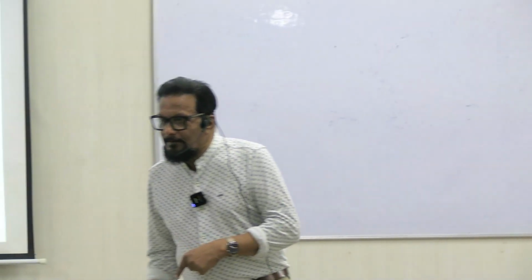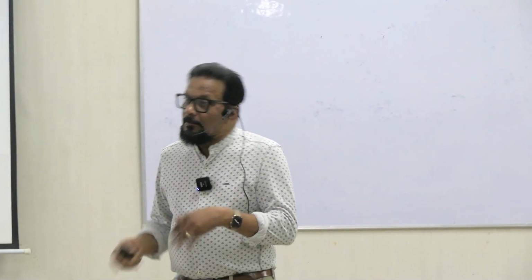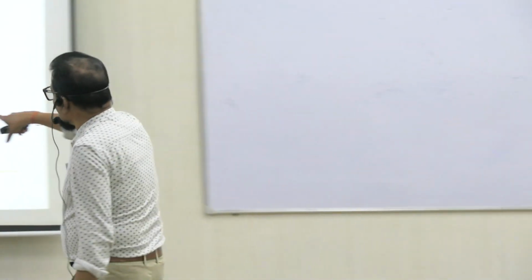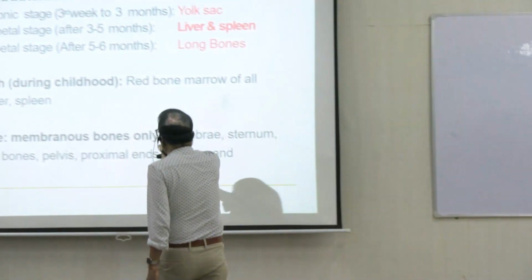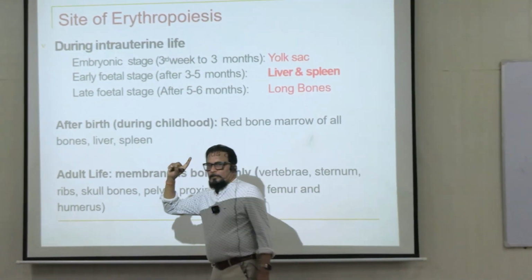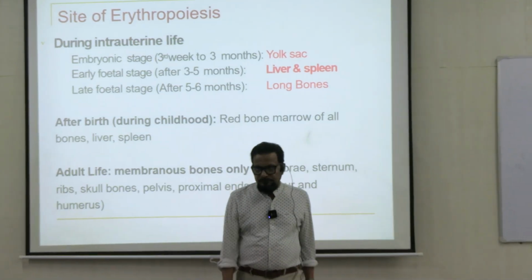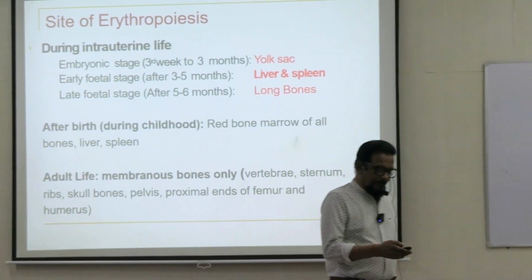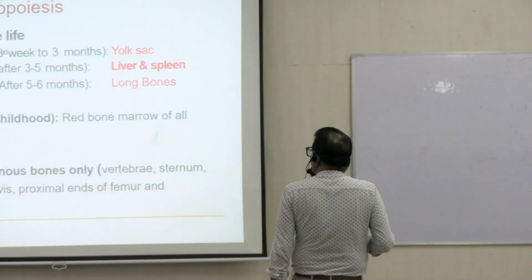Yolk sac. Mesoderm of yolk sac. First 3 months, yolk sac. Next 3 months, liver and spleen. And last, all bones. And during childhood, all bones. And gradually it will be limited only to membranous bones. Clear? Okay.